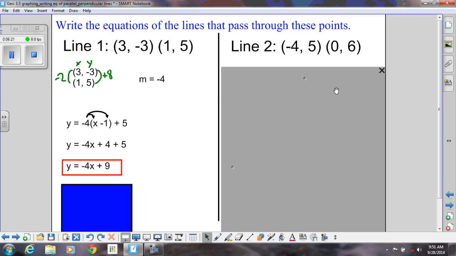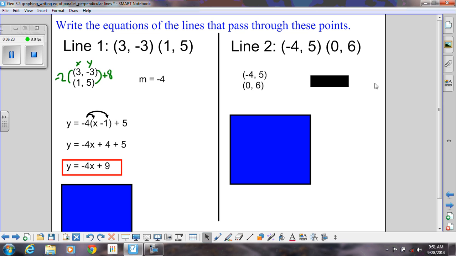Now let's go over here to line 2. Again, I stacked my points. And I'm going to see, okay, from 5 to 6, that went up 1. And then from -4 to 0, that went up by 4. So if I do my rise over run, that's 1 over a +4. So my slope is simply 1/4.